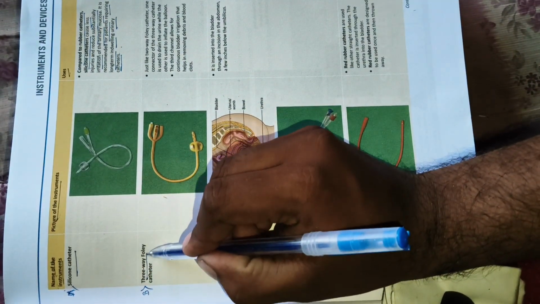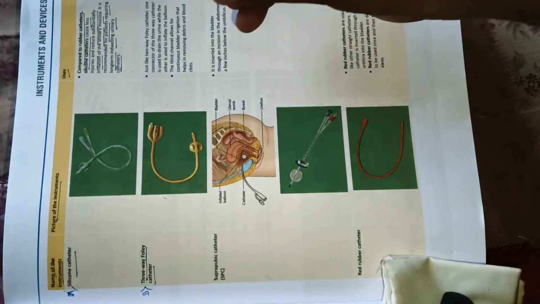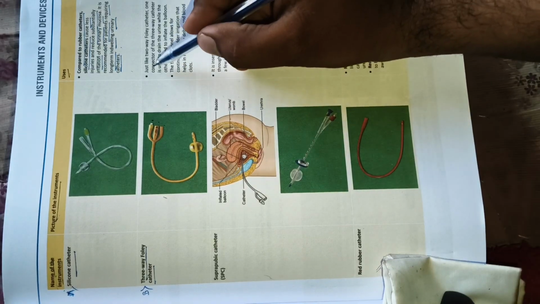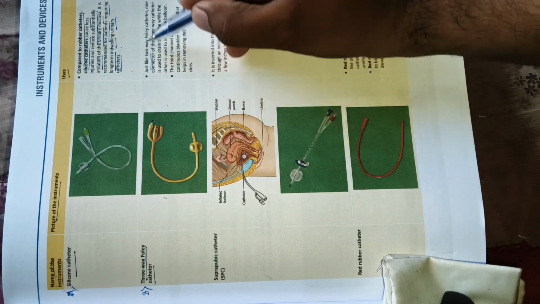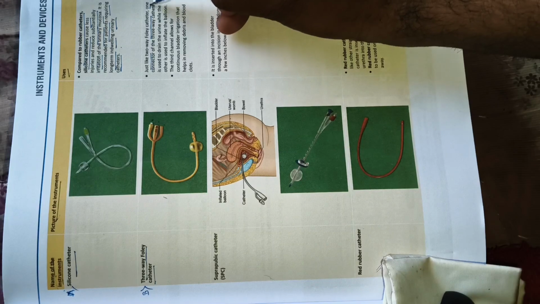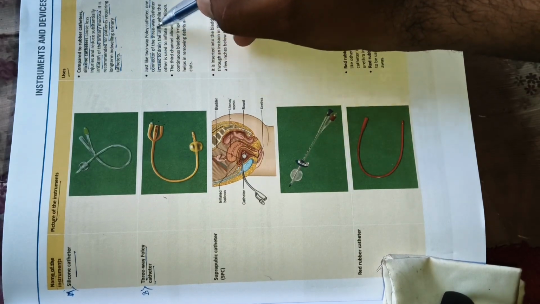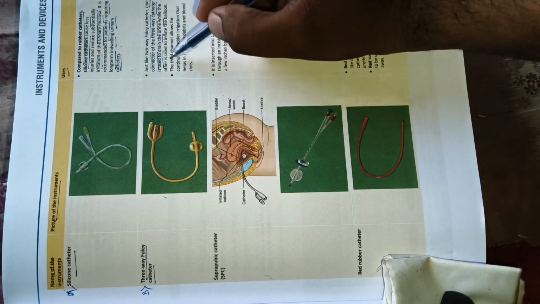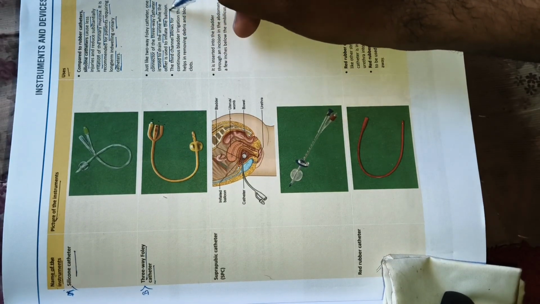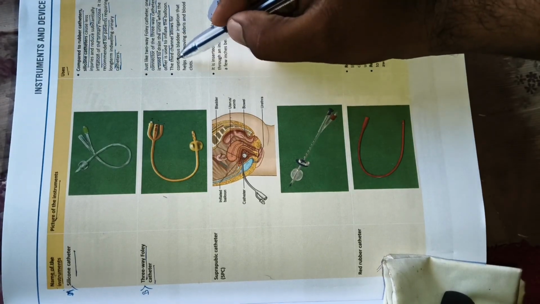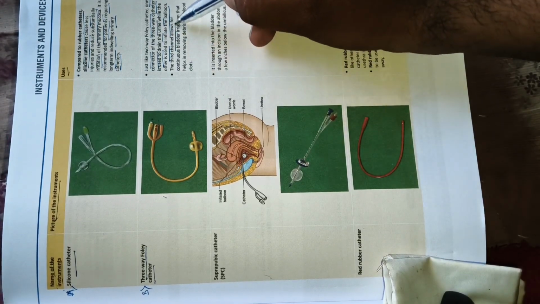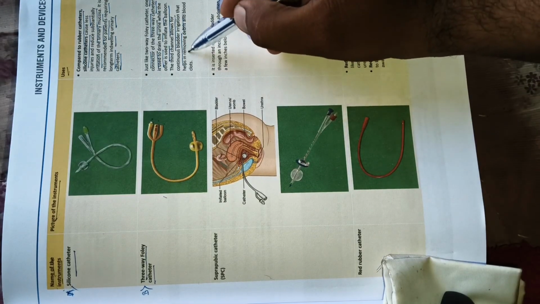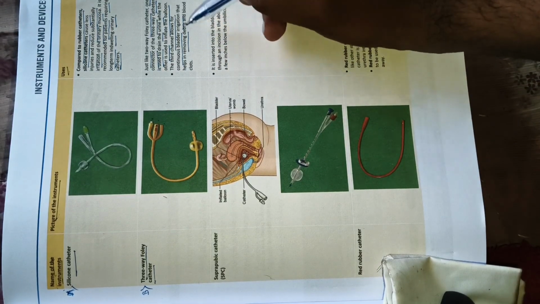Three-way Foley's catheter. Just like two-way Foley's catheter, one connector of the three-way catheter is used to drain the urine while the other is used to inflate the balloon. The third channel allows for continuous bladder irrigation that helps removing debris and blood clots.